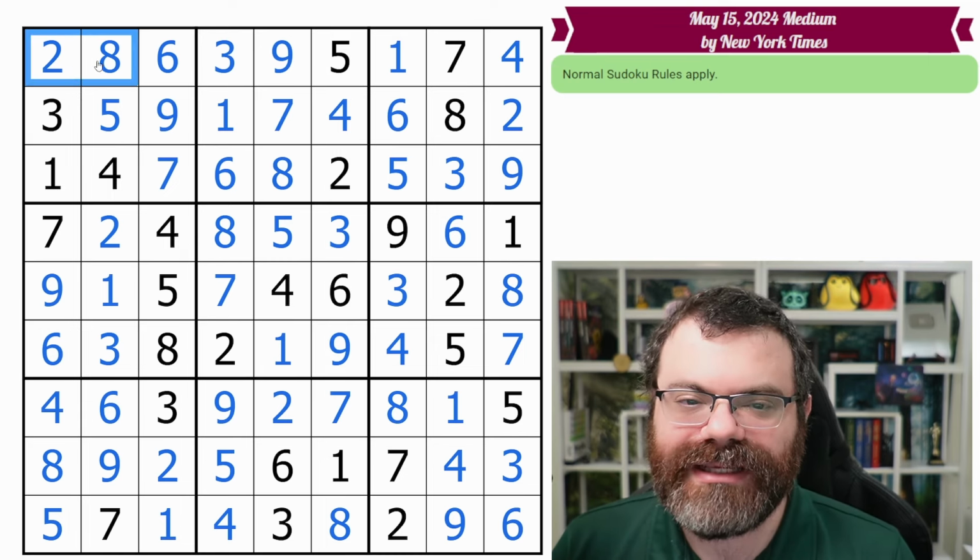It does seem like the 8s in here were very key to find. So if you got stuck, maybe it was these pointing 8s in this box.